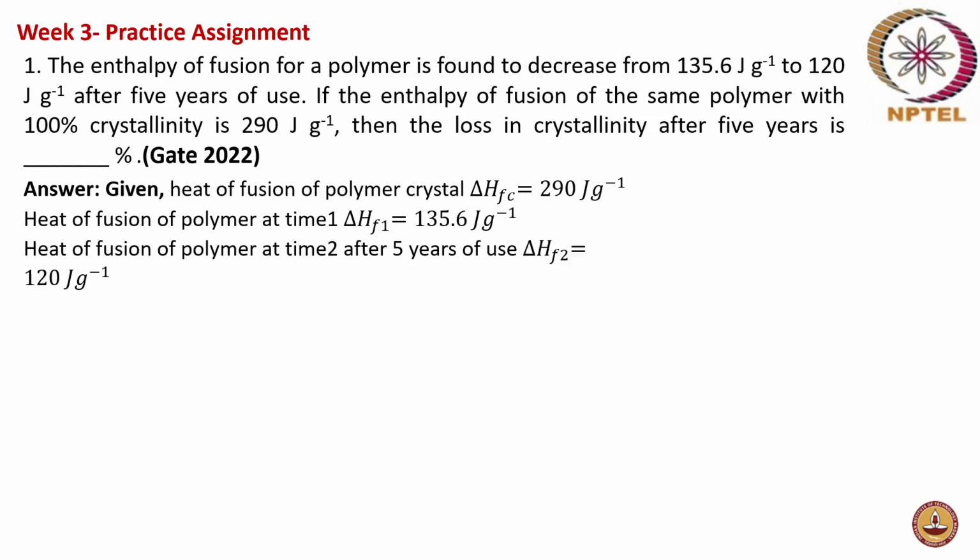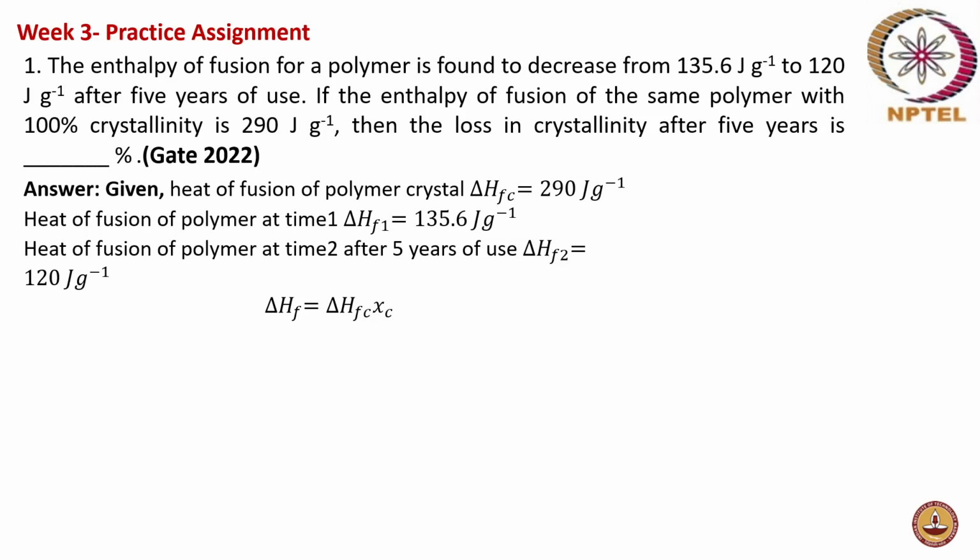Okay, and then they have given heat of fusion of polymer at time t2, which is after 5 years of use. So the heat of fusion has decreased from 135.6 to 120, right? Now we have to find out what is the degree of crystallinity, or what is the loss of crystallinity. So as you said, you can relate the degree of crystallinity with the heat of fusion.